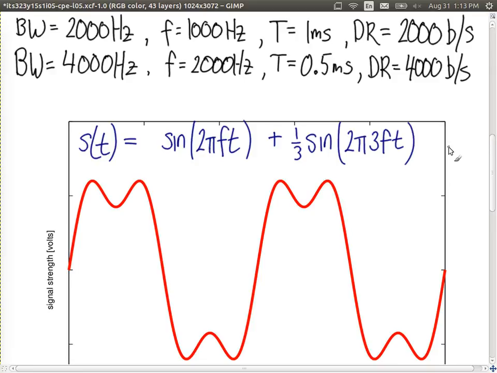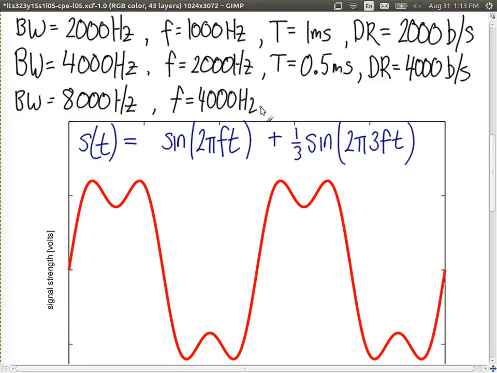A couple of points. So that's the key point from this example, but there's maybe some other things you notice. So yes, increasing bandwidth. If you went up to, say, 8,000 hertz, we can do it. 8,000 hertz bandwidth. That means the frequency must be, what, 4,000 hertz, because it's 2F from 4,000 up to 12,000, gives a bandwidth of 8,000. Your period would be 1/4 of a millisecond, and the data rate 8,000 bits per second.